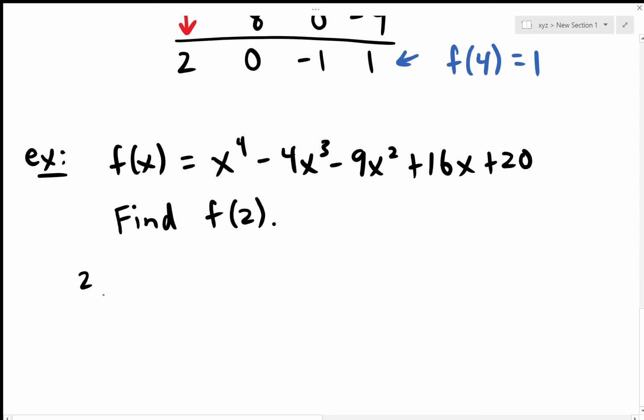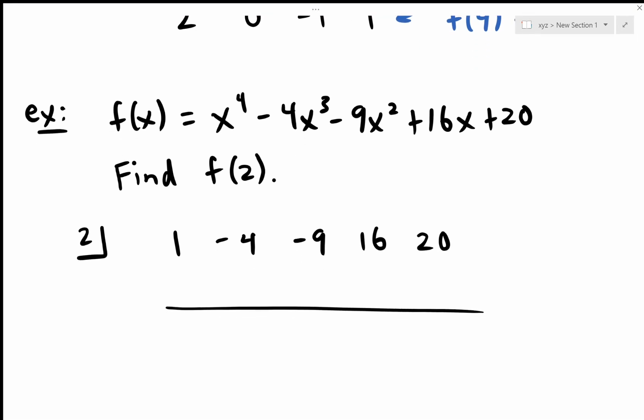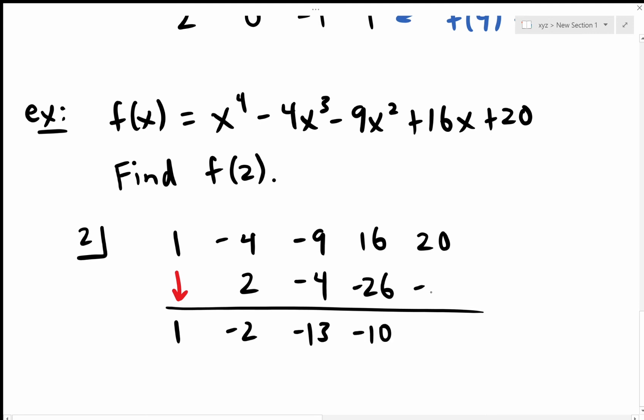So again, setting up synthetic division like we've done with the previous examples. We should have this, and then we go through the synthetic division process as always. So start by bringing down the 1, and I'm sure by now we know what to do from here. So in this case, our result is that f of 2 would be equal to 0.